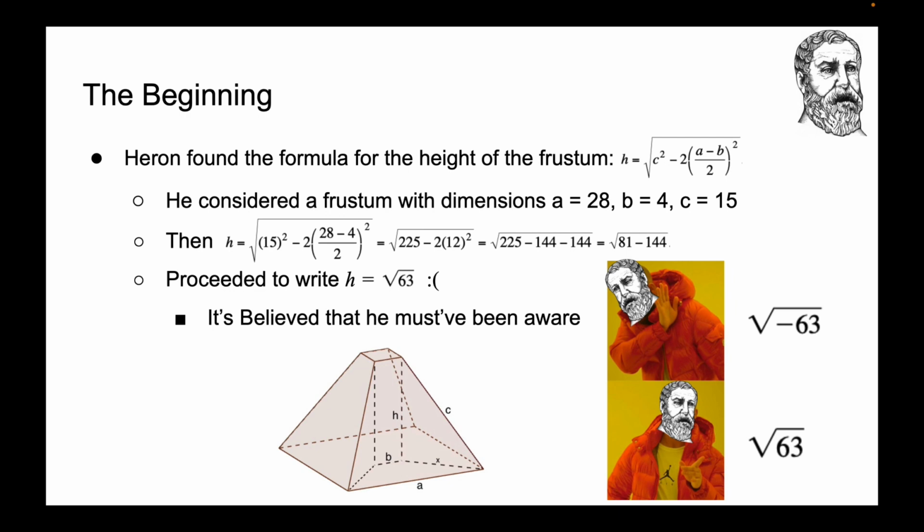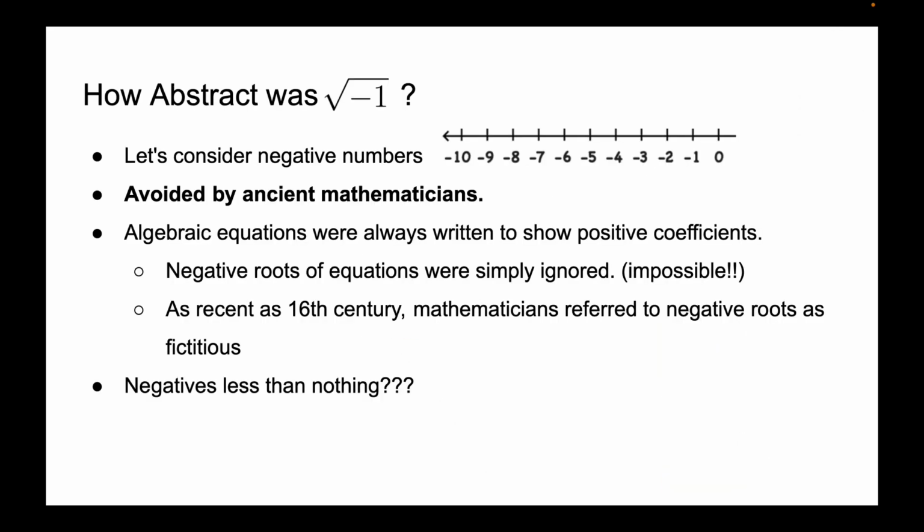But let's cut him some slack and consider just how abstract the square root of negative 1 was. Well, to give some context, let's consider the negative numbers. Now, for centuries, ancient mathematicians just avoided negative numbers altogether. If they wrote algebraic equations, they always made sure to have positive coefficients, and if they were trying to solve algebraic equations, they would just simply ignore negative roots. And even as recent as the 16th century, mathematicians referred to negative roots as fictitious.